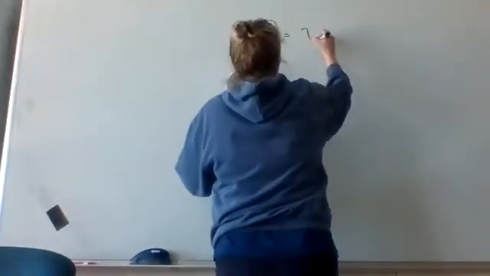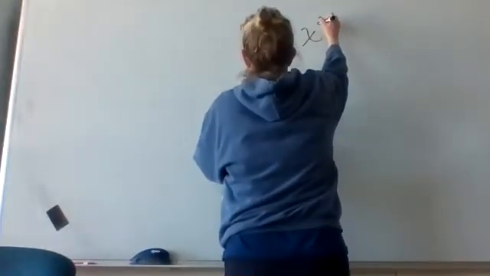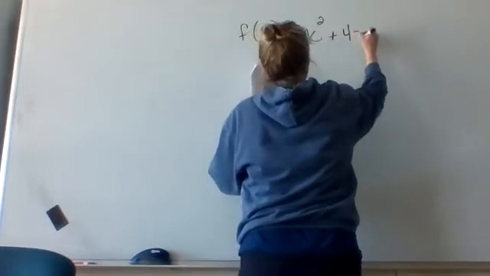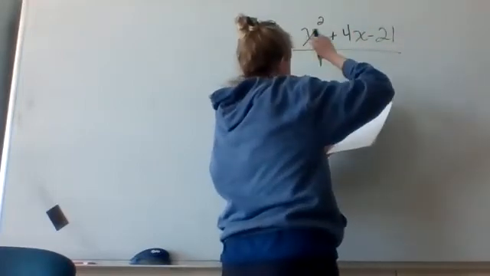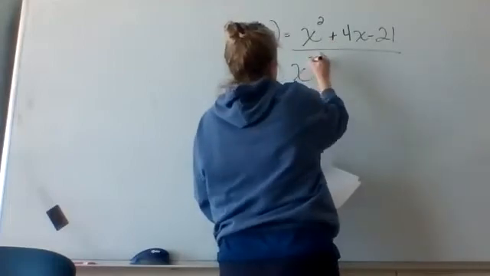The function is f of x equals x squared plus 4x minus 21 over x squared minus 3x minus 18.